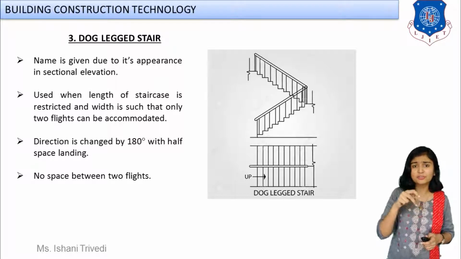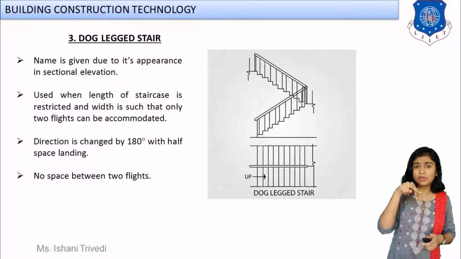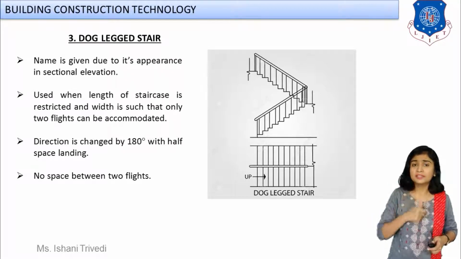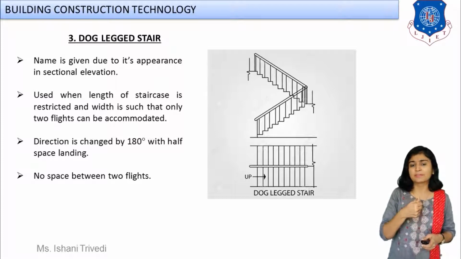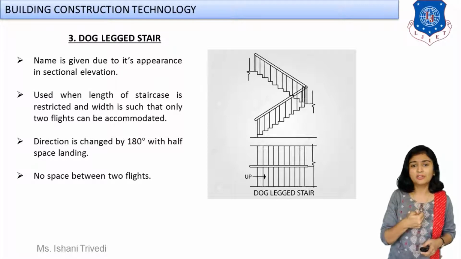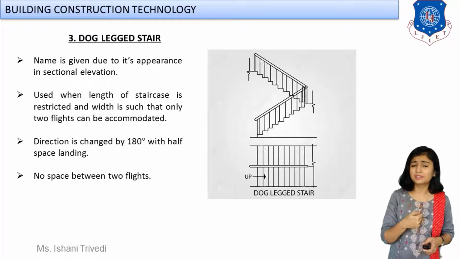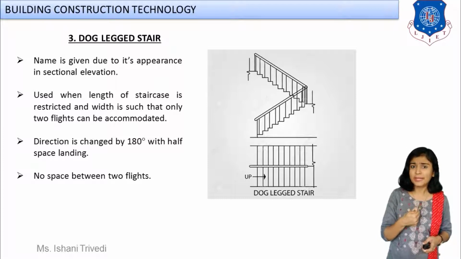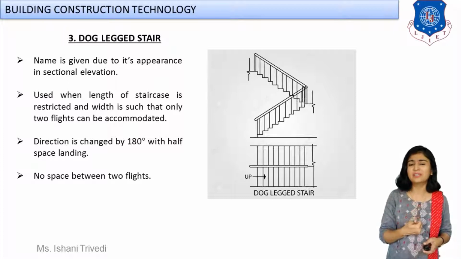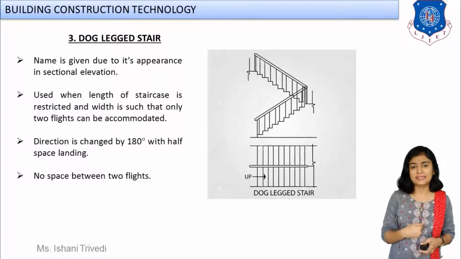Right? If you imagine a dog when it is walking, its two legs, front and back, appear in cross. So this is how it is justified that it is known as dog-legged stair. The cross-sectional elevation is in front of you, which you are also supposed to draw in the descriptive questions. And let me also mention that this type of stair, that is dog leg stair, and open well stair are two types which are most frequently asked in your university exams.